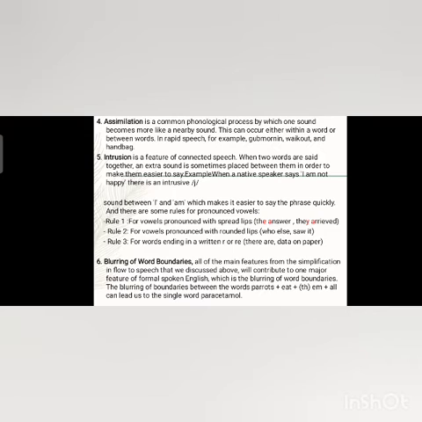For example, Rule 1. For vowels pronounced with spread lips, the intrusive G arrives. Rule 2. For vowels pronounced with rounded lips, for example, who else saw it. Rule 3. For words ending in R or RE, they are data on paper.